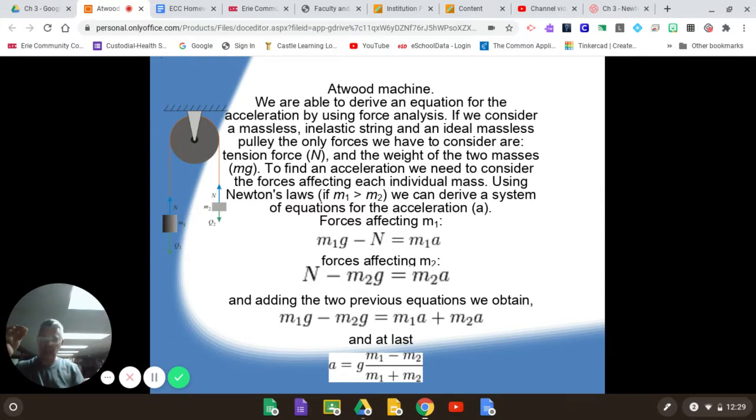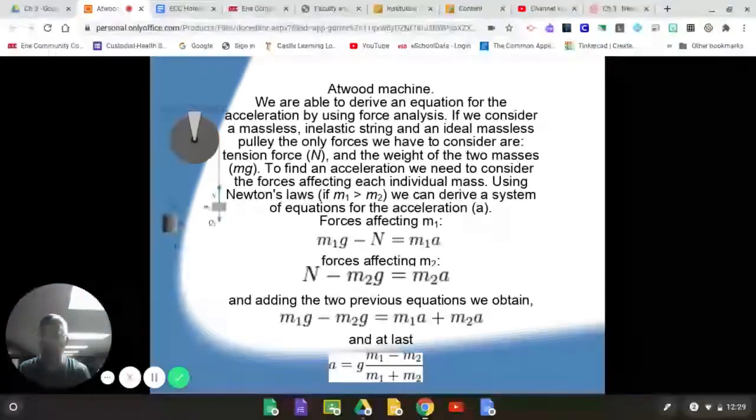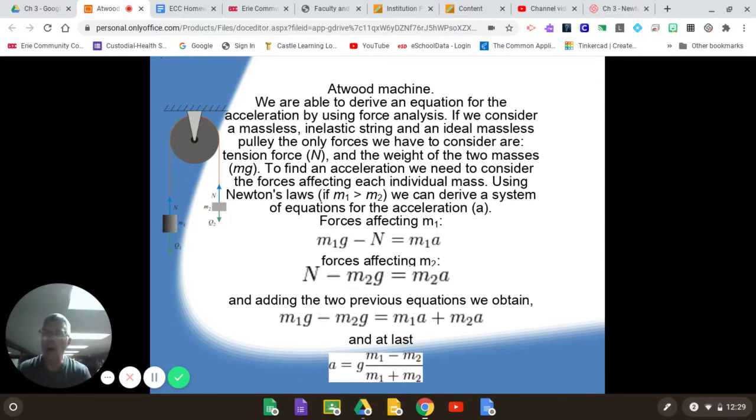When he let it go, it went like that. It started to accelerate. What he did was he took the height and the time for it to move. He was able to calculate the acceleration of that setup, and from that, he was actually able to calculate gravity.